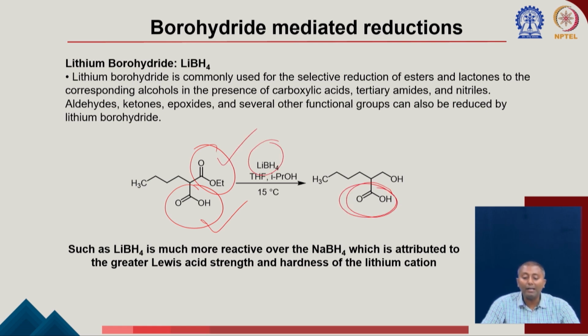Again, what is happening? Why is lithium borohydride selective for the ester in place of carboxylic acid, tertiary amide and nitrile? Because in the case of an acid, the lithium borohydride is going to form hydrogen by abstracting this proton from here. Instead of going for a reduction, it is just going to go for a proton abstraction.